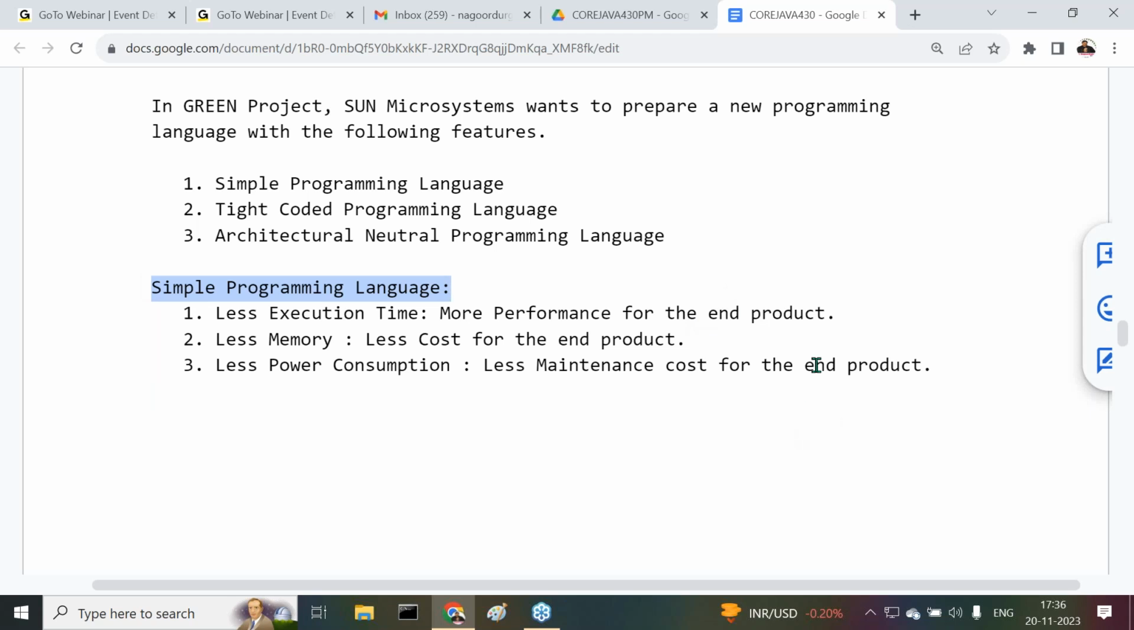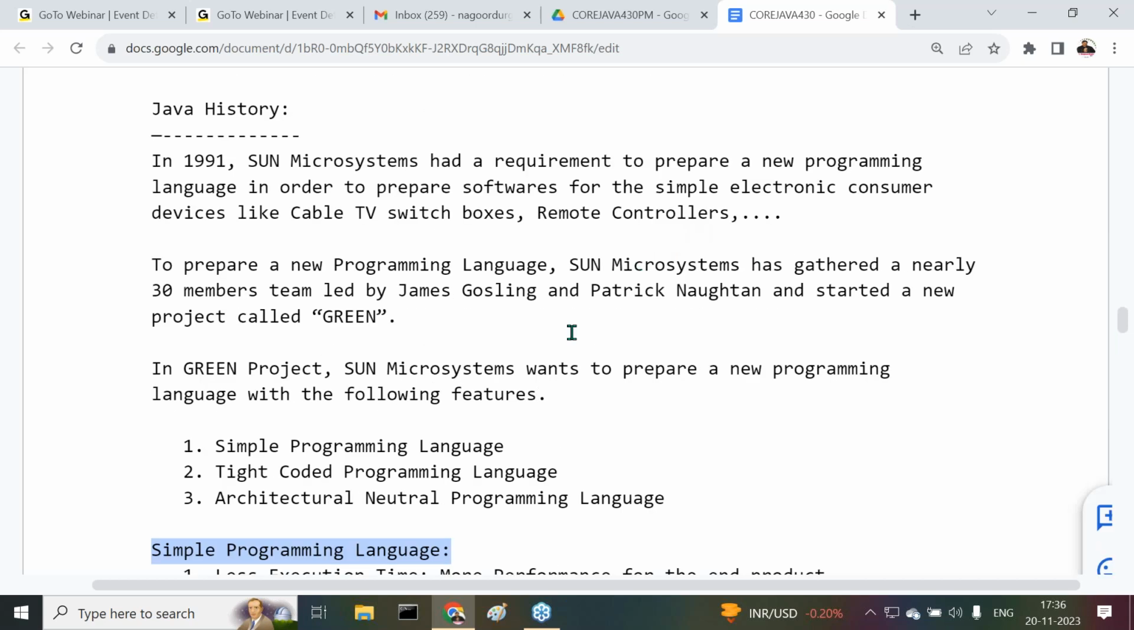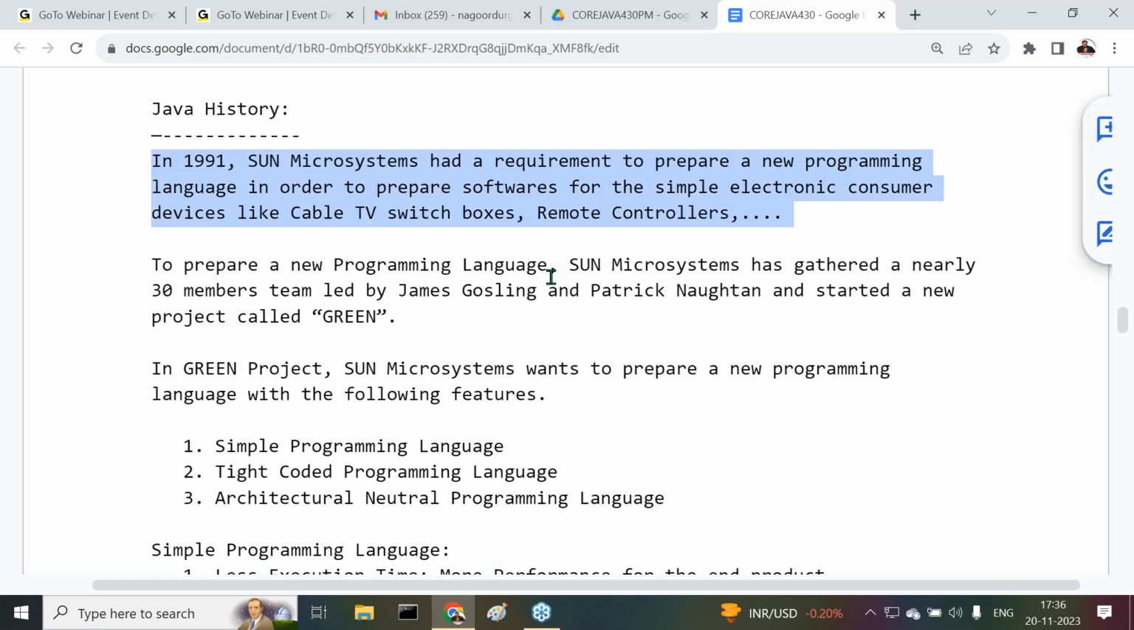Now tell me the points that I discussed up to now. All right, we started Java history. In 1991, Sun Microsystems had a requirement to prepare a new programming language in order to prepare software for simple electronic consumer devices like cable TV switch boxes, remote controllers, and so on.